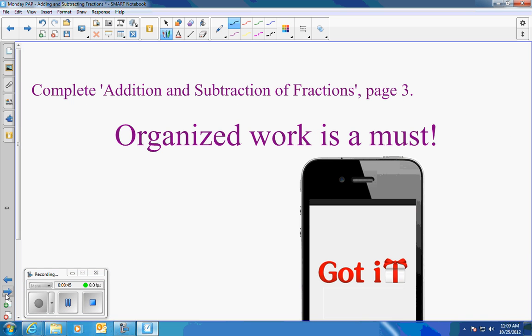Please complete the assignment on the next couple of pages. Please make sure and show your work.